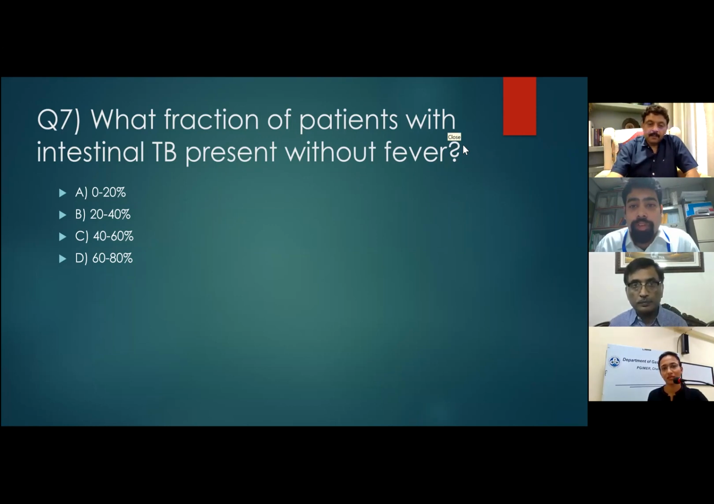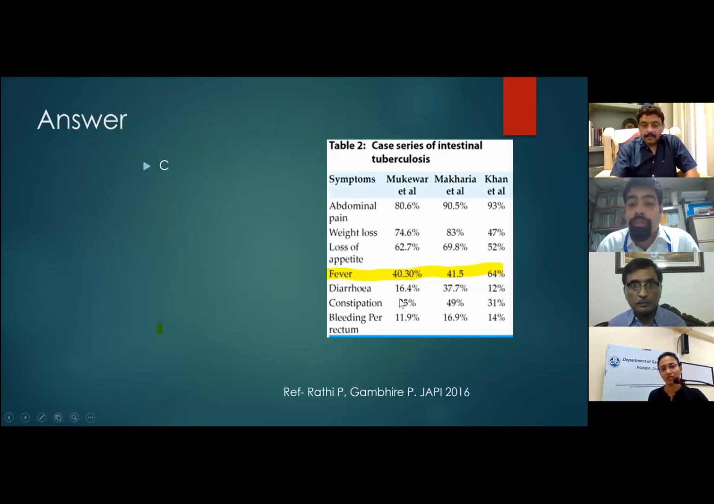So we have the results now. Almost 50% say that 20 to 40% of the patients can present without, but the correct answer is in fact 40 to 60%. So I've taken this table from the beautiful review article by Dr. Rathi published in JAPI, and the case series in India say it's around 40 to 60% do have fever, and again on the contrary 40 to 60% can present without fever. So this is a very important thing to know. And just based on the absence of fever in case of right iliac fossa mass, we should never rule out the tuberculosis as a diagnosis.